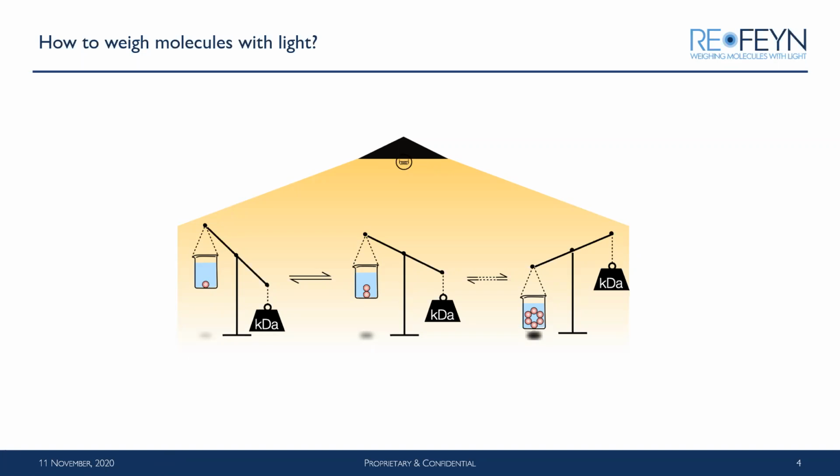And if we quantify this shadow or this scattering amplitude, we can quantify the mass of the protein. And this is the basic idea of mass photometry, weighing molecules with light.